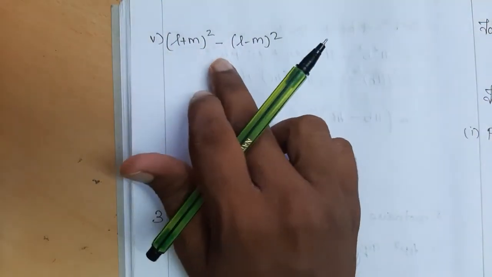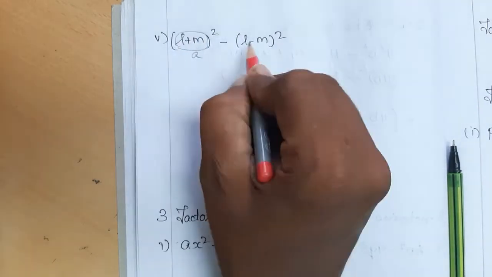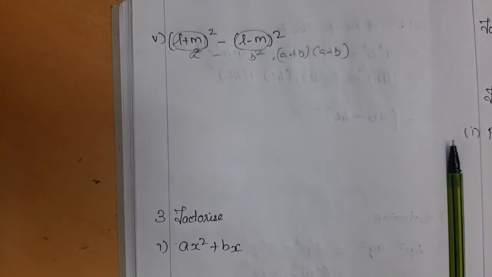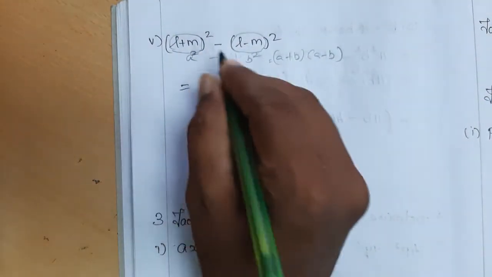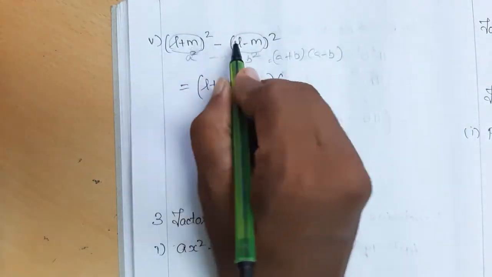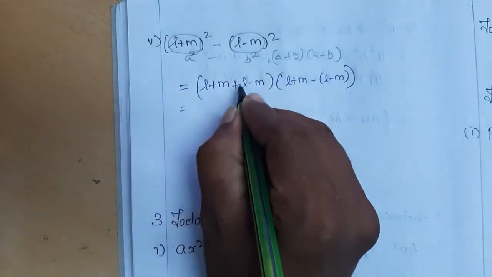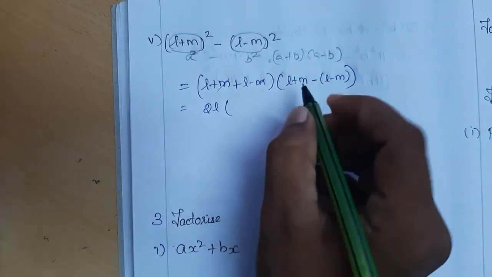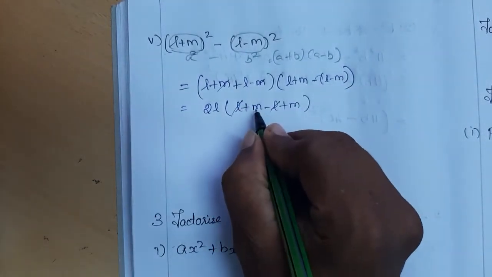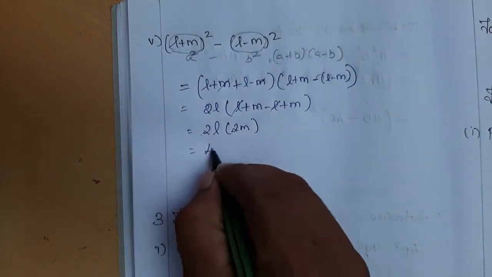Here we go for the next: l plus m the whole square minus l minus m the whole square. This is also in the form of a square minus b square. This is like a square and this is like b square. a square minus b square is equal to a plus b into a minus b, so directly we can write it. Here a is l plus m and b is l minus m, so we get l plus m plus l minus m into l plus m minus l plus m. In the first bracket, m minus m is 0 and l plus l is 2l. In the second, l minus l is 0 and m plus m is 2m. So 2l into 2m, 2 twos are 4, that is 4lm.